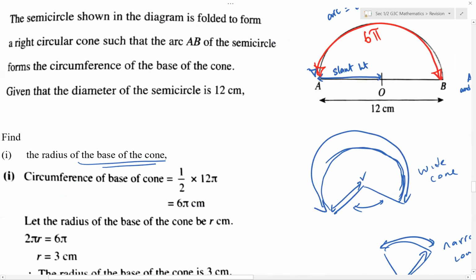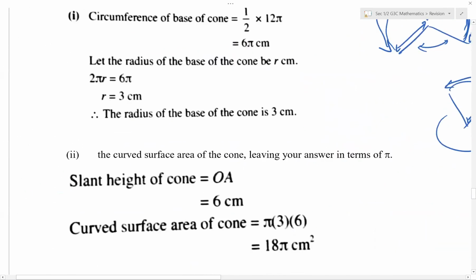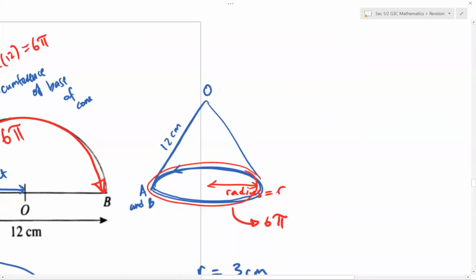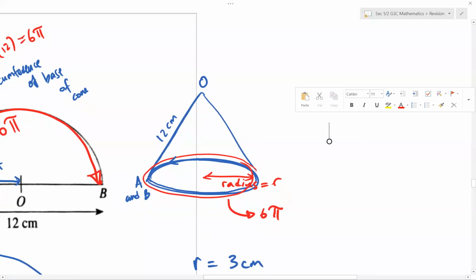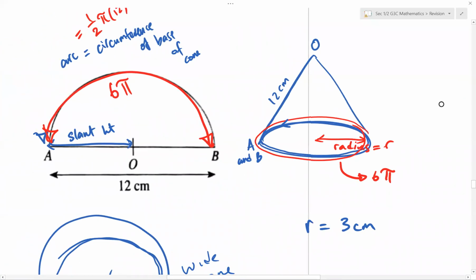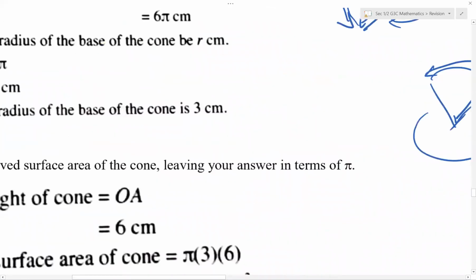So next, find the curved surface area of the cone. To find the curved surface area of the cone, we need pi r L. Our radius, we already had it from the previous part, and L is 12 cm, which was obtained from the original diagram. So pi r L.